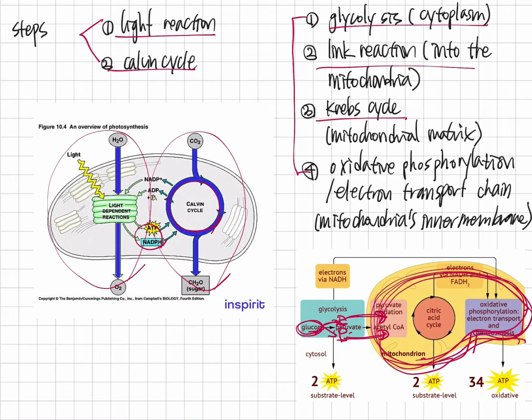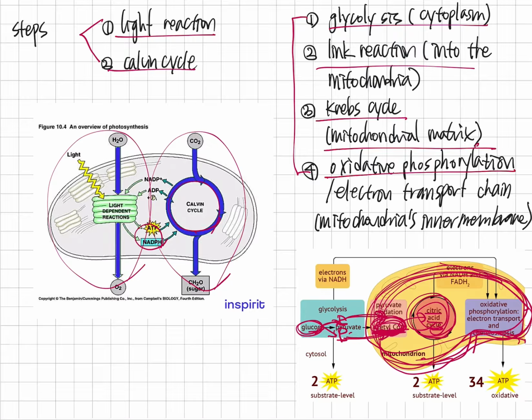So the pyruvates meet an enzyme, and they become acetyl-CoA, and then it goes into the Krebs cycle. It's also called the citric acid cycle, but that could also work. And the Krebs cycle happens. This is obviously in the mitochondrial matrix.